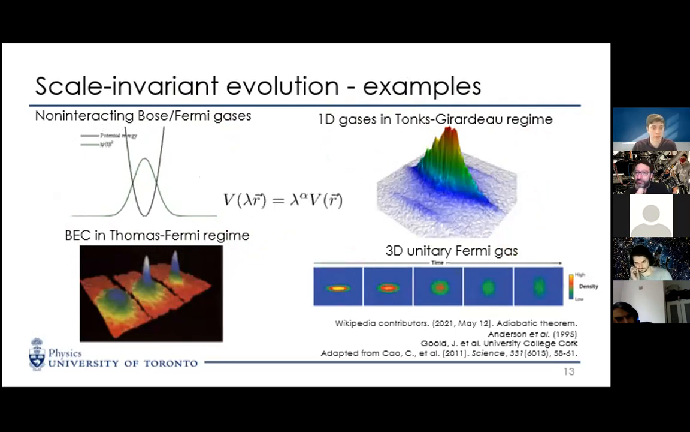And the thing that all of these systems have in common that allows a scale-invariant solution to hold is that their interaction potential obeys this scaling law here. And it's under that condition that all of these systems obey a particular symmetry that allows this scaling solution to hold.